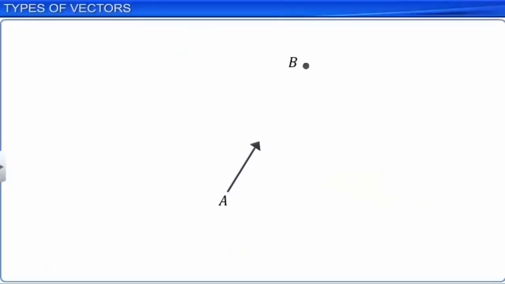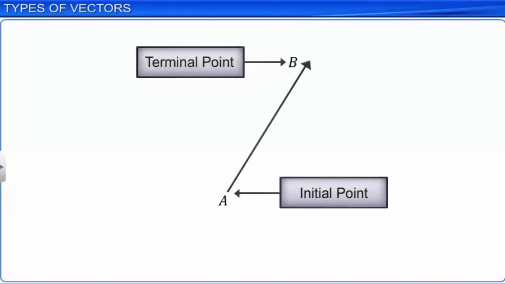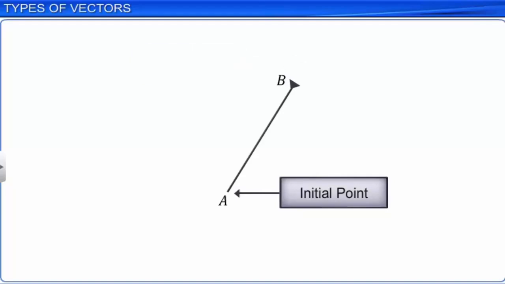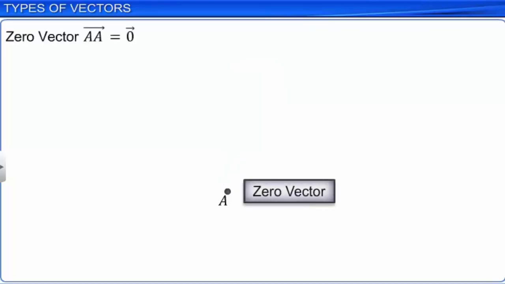You already know that a vector is a directed line segment. You also know that the starting point of a vector is called its initial point, and its end point is called its terminal point. A vector whose initial and terminal points are the same is called a zero vector. A zero vector is denoted by 0 with an arrow above it. Since the length of the line segment forming a zero vector is nil, the magnitude of a zero vector is 0. A zero vector has no fixed direction.